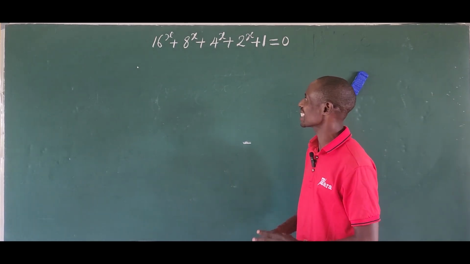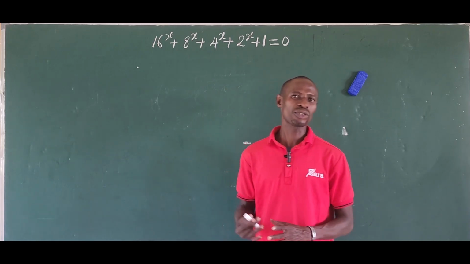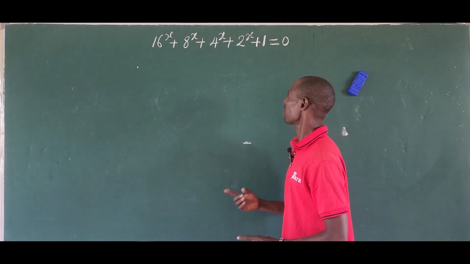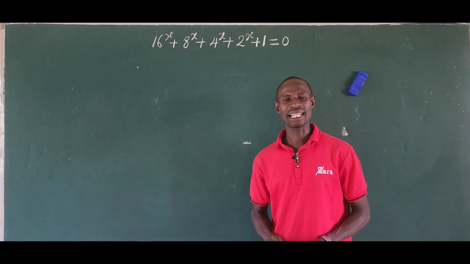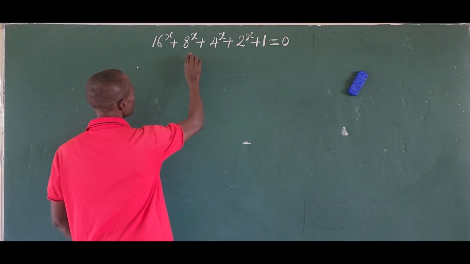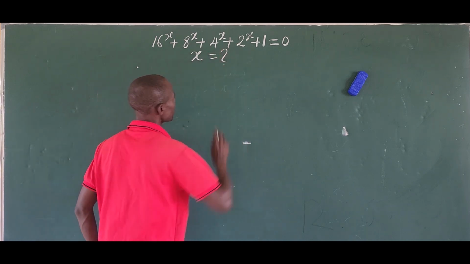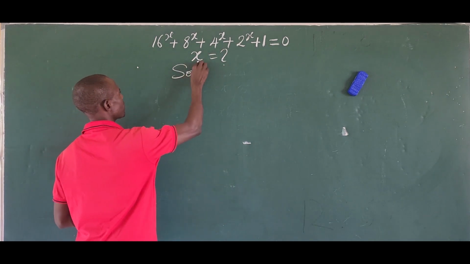The question is 16 to the power of x plus 8 to the power of x plus 4 to the power of x plus 2 to the power of x plus 1 equal to 0. What is the value of x that will satisfy this challenge here? Okay, so let's take our solution. Here we're looking for the value of x. We're asked to look for the value of x here. So what is the value of x? We take our solution from here.